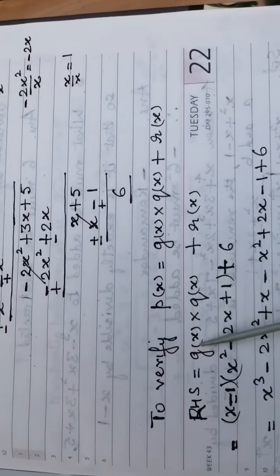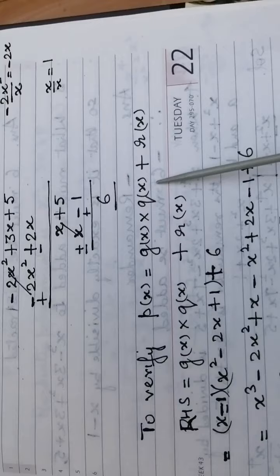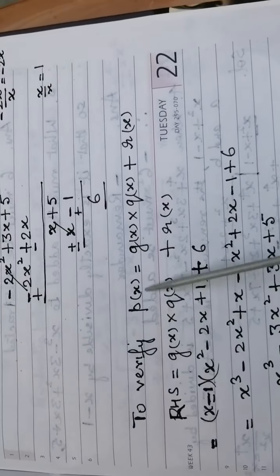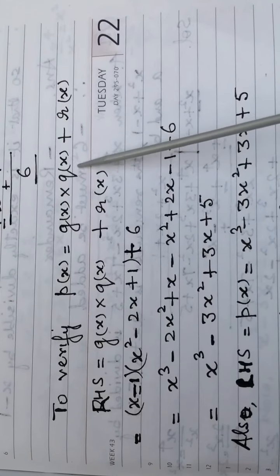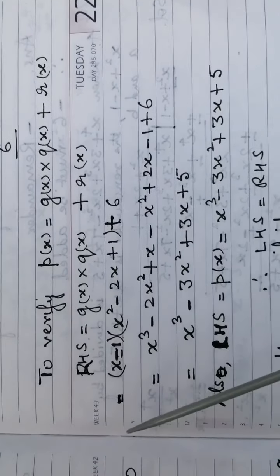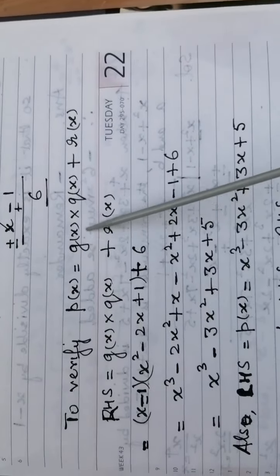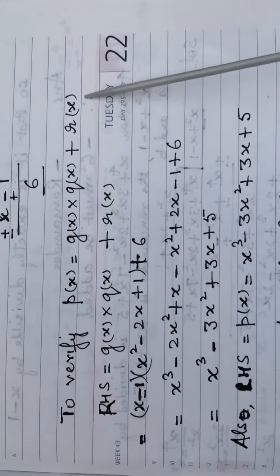Now we are going to verify division algorithm. What is that? Dividend is equal to divisor into quotient plus remainder. So dividend I am taking p of x, divisor g of x multiplied by q of x, that is quotient, plus remainder r of x. Now start with the right hand side. What is the right hand side? g of x multiplied by q of x plus r of x.